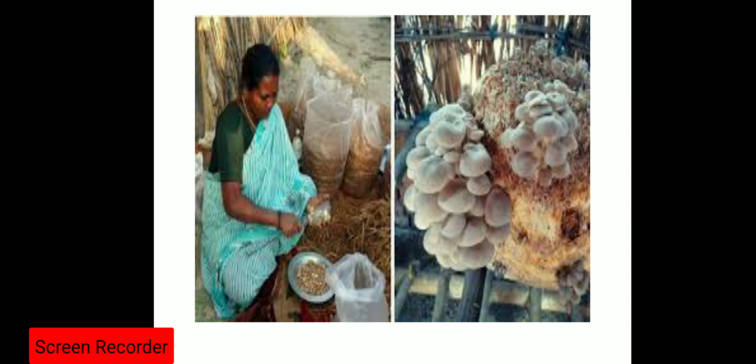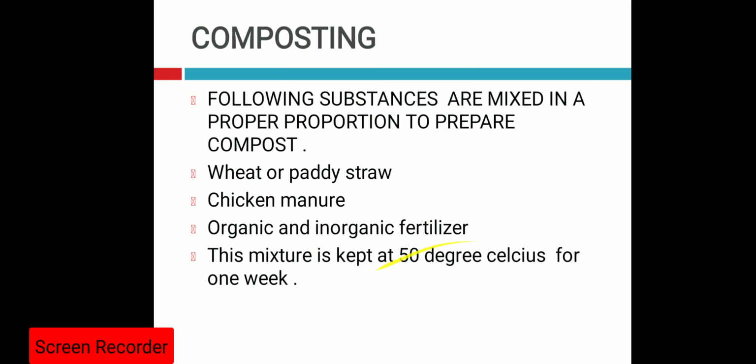So, in this particular picture, the preparation of composting is being shown. So, let's see what happens in composting. The following substances are mixed in a proper proportion to prepare compost. So, what are the substances mixed in proper proportion to prepare compost? That is wheat or paddy straw, chicken manure, and organic and inorganic fertilizers.